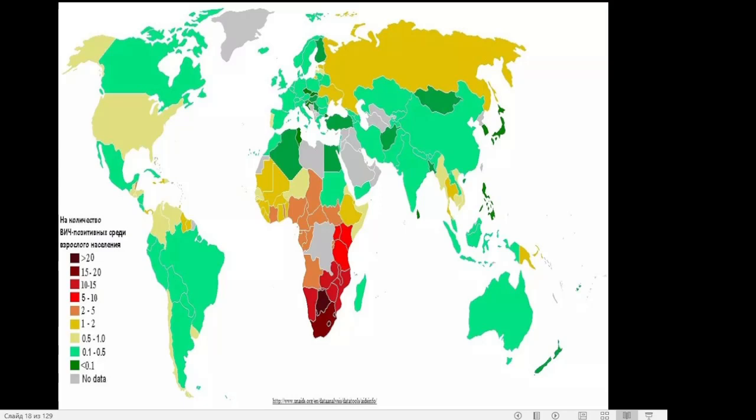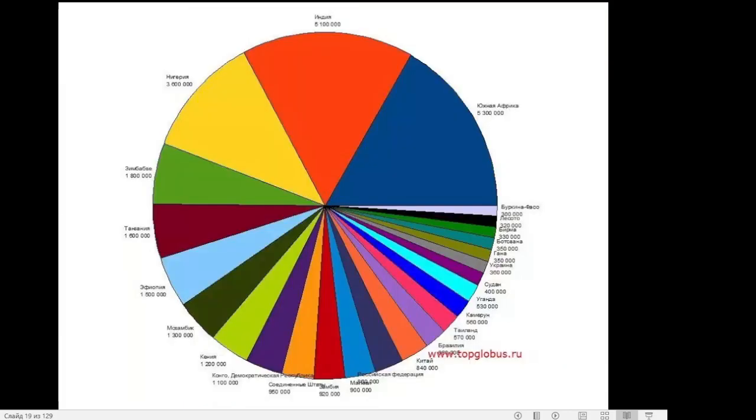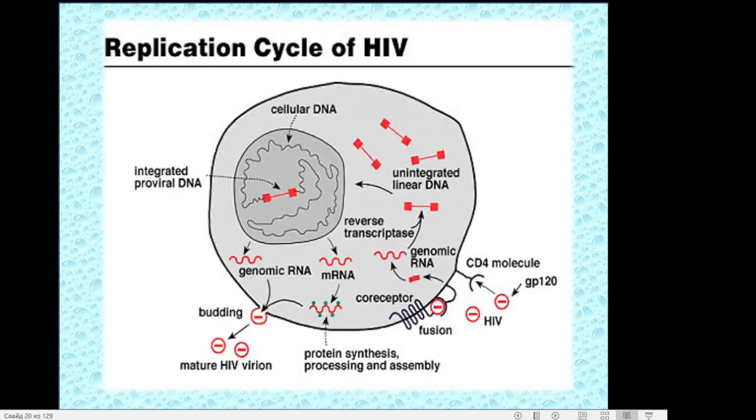Now here again, on the map, red is bad, deep red, maximal troubles. Green is a more benign, more favorable situation. Yellow is something in between. And here again, statistics of different countries.